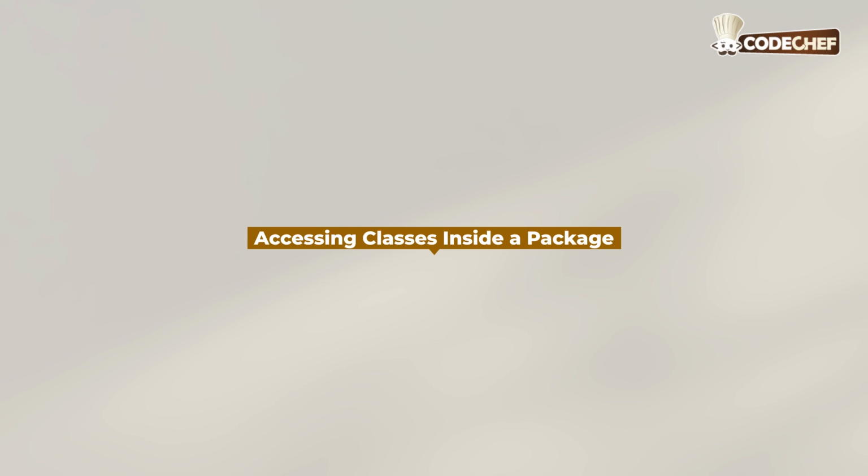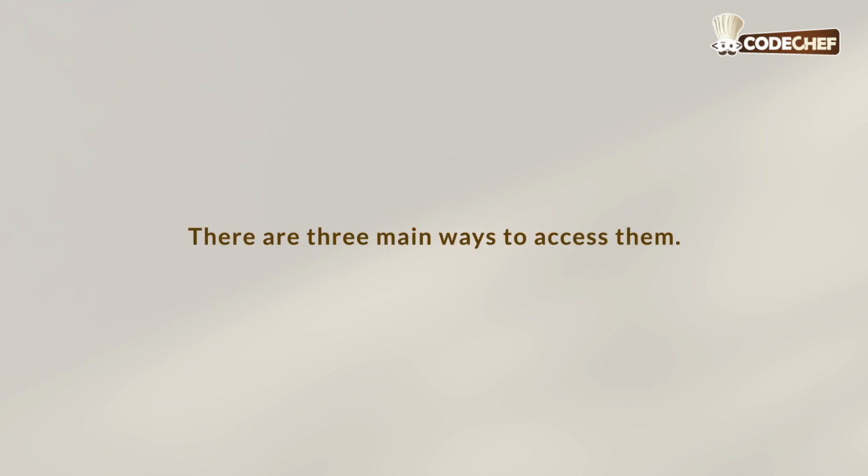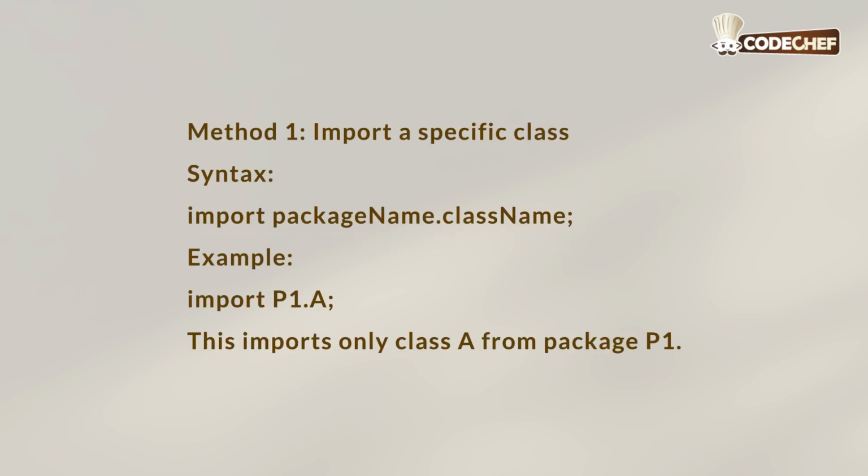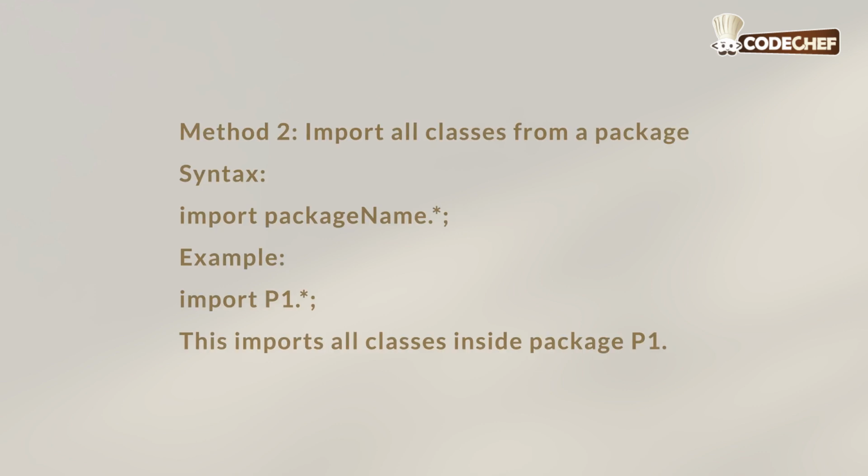Accessing classes inside a package. There are 3 main ways to access them. Method 1. Import a specific class. The syntax looks like import package name.class name. For example, import p1.A. This imports only class A from package p1. Method 2. Import all classes from the package. The syntax looks like import package name.asterisk. For example, import p1.*. This imports all classes inside package p1.